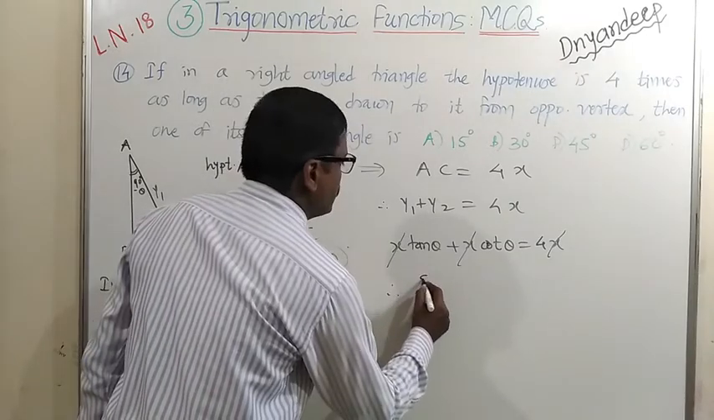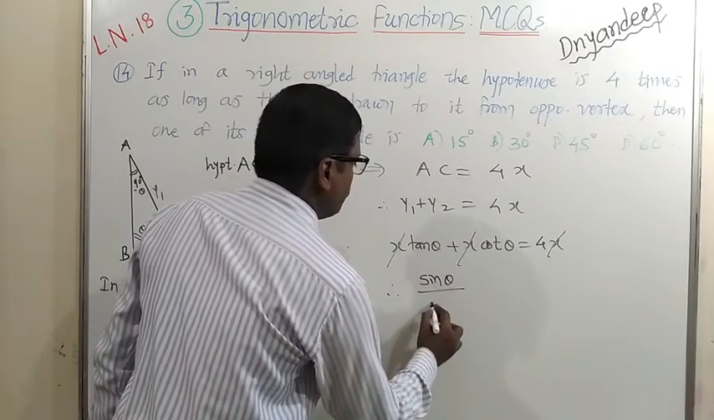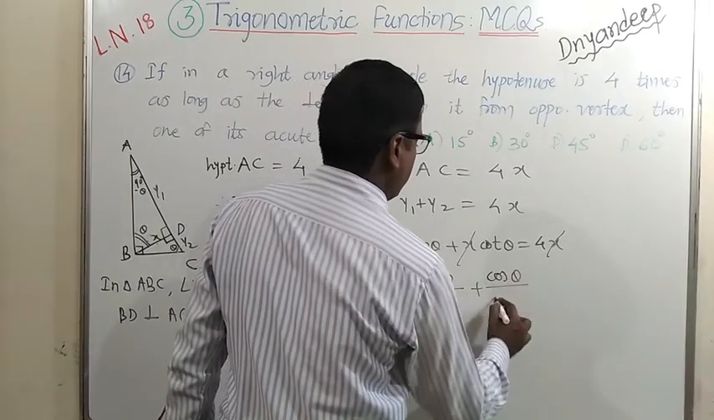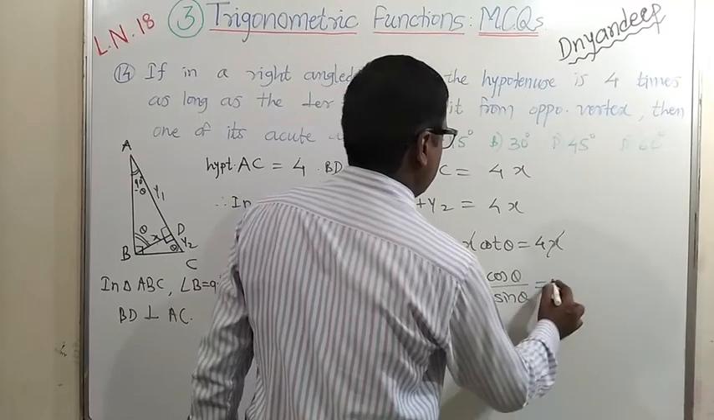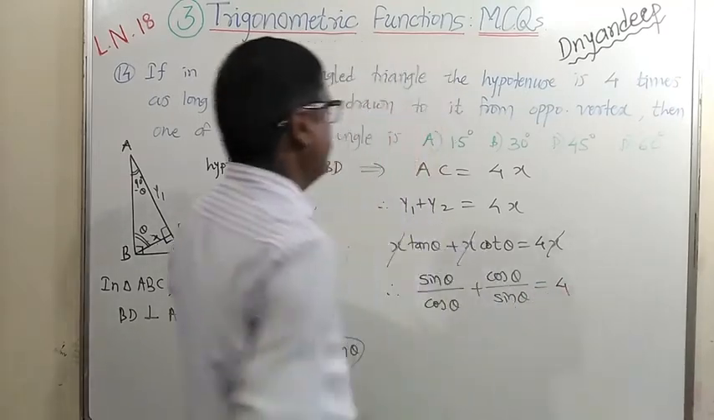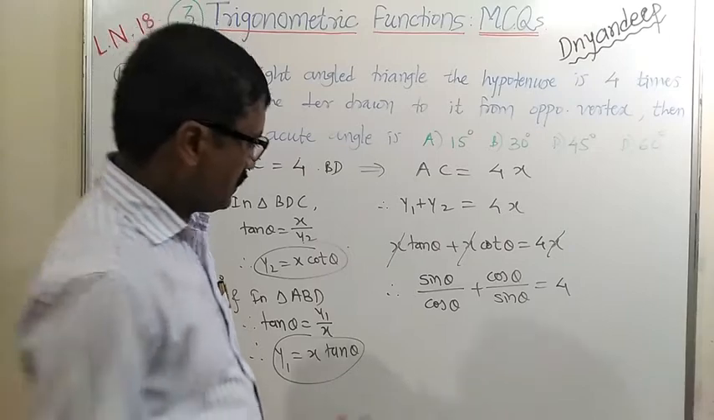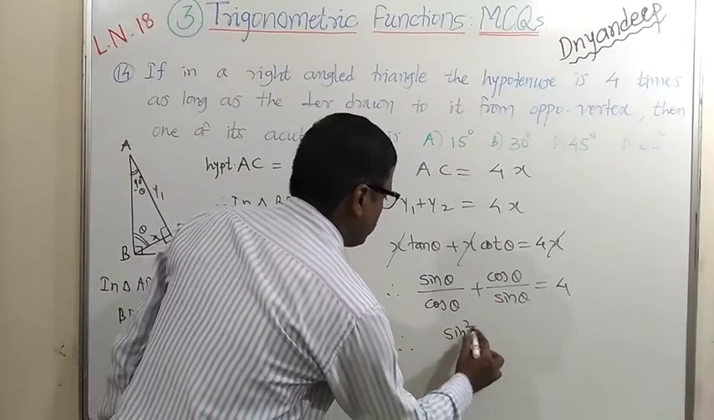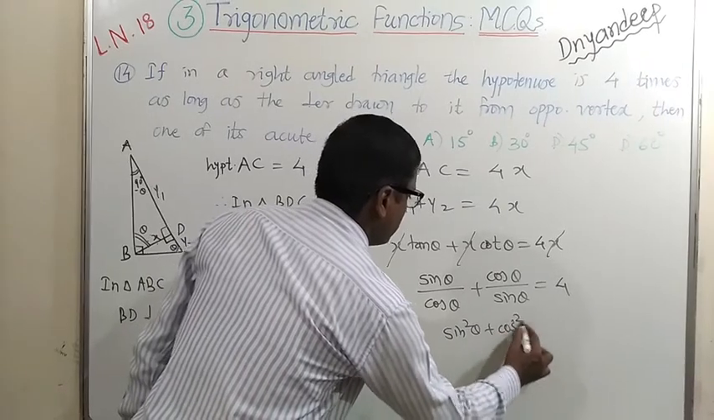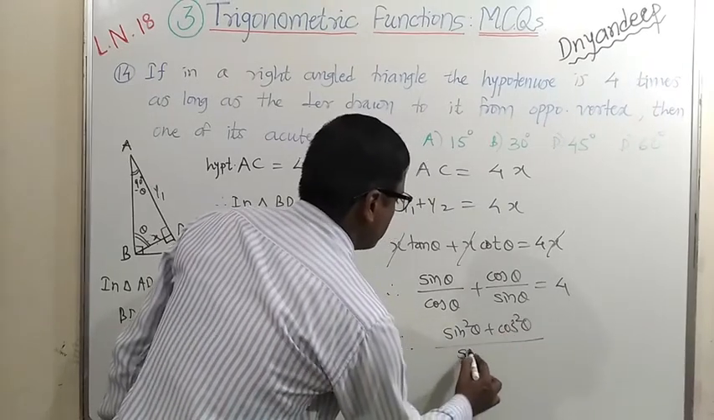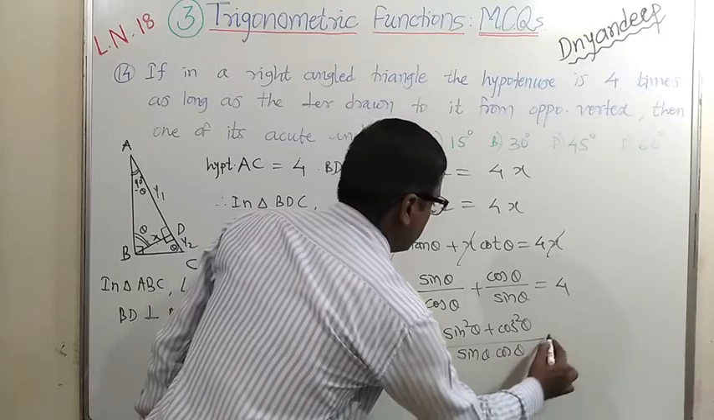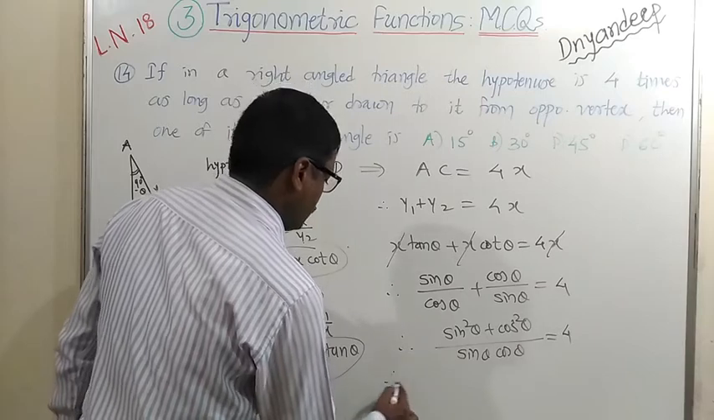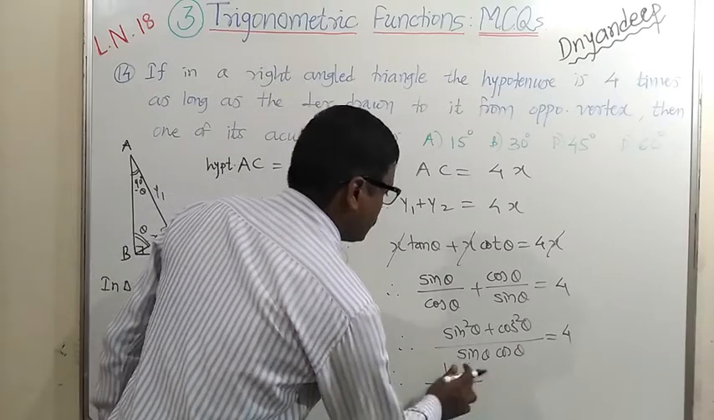Therefore, tan theta is sin theta upon cos theta, and cot theta is cos theta upon sin theta, is equal to 4. Therefore, here we get sin square plus cos square upon sin theta cos theta is equal to 4. That is 1 upon sin theta cos theta.